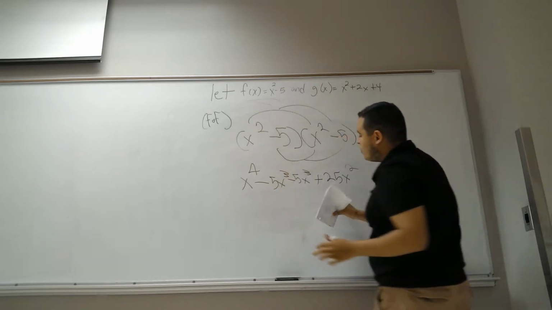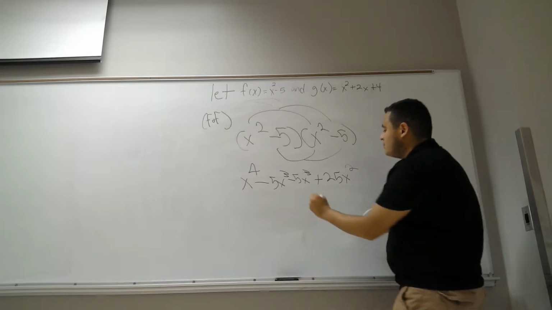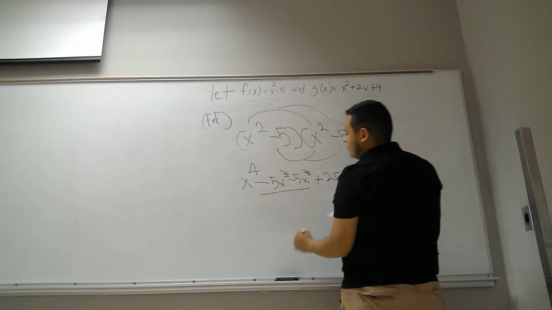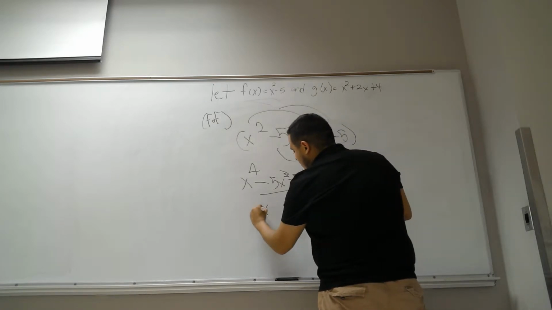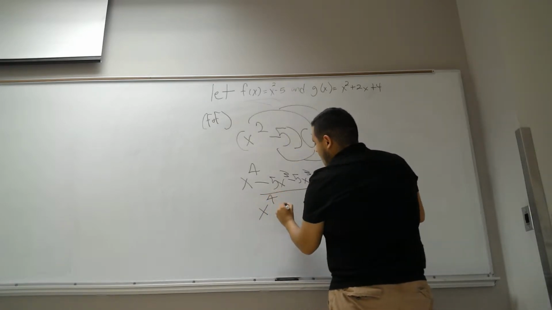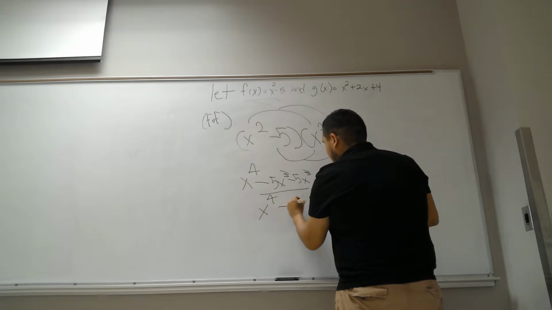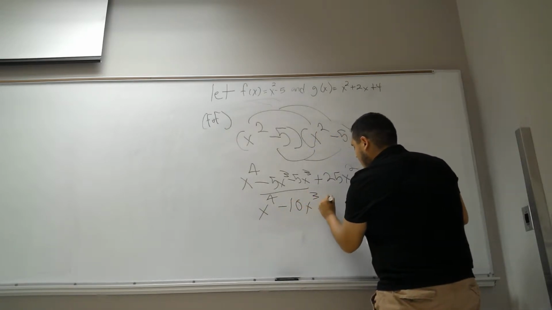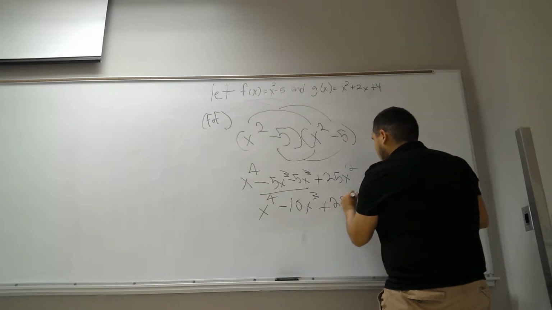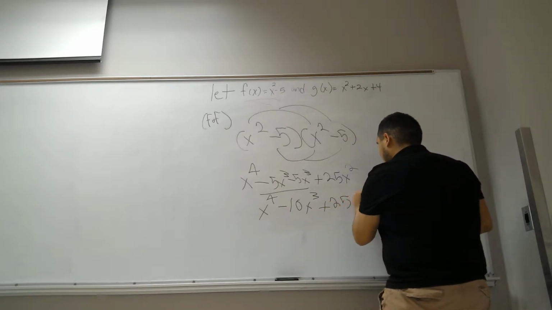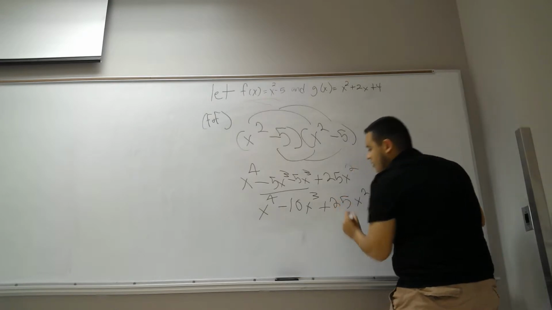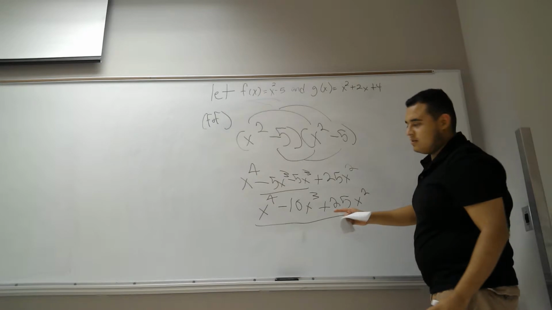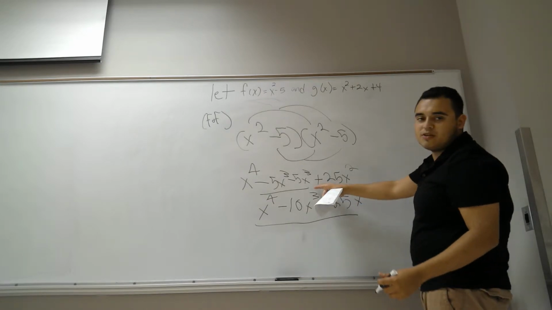So what we want to do here is combine the like terms. So it's going to be x to the 4th power minus 10x cubed plus 25x squared. And this right here would be the answer. And as you can see, it's more organized than the numbers on top.